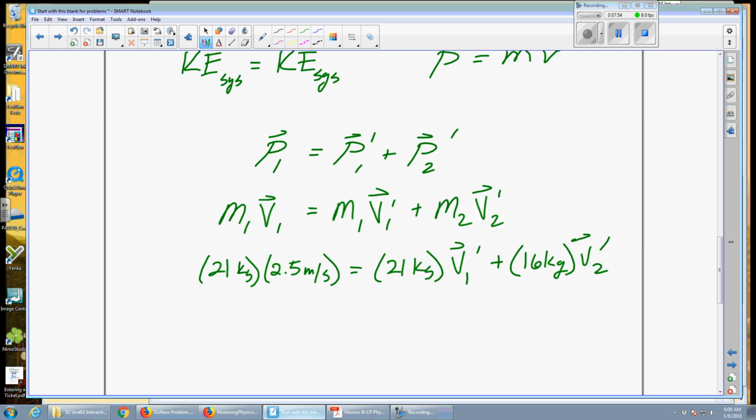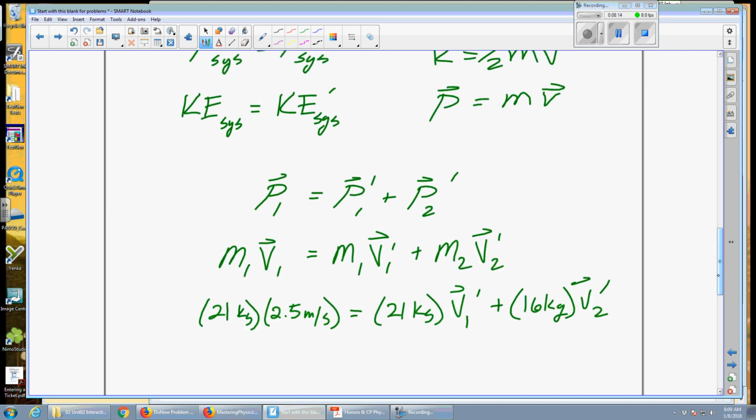And now I have a problem because I have only one equation, but two things I don't know. So I'm kind of stuck. This is where, if it isn't an elastic collision, they didn't give me enough information to solve it. Considering that they think I can solve it, it must be elastic. That's where that conservation of kinetic energy comes in.